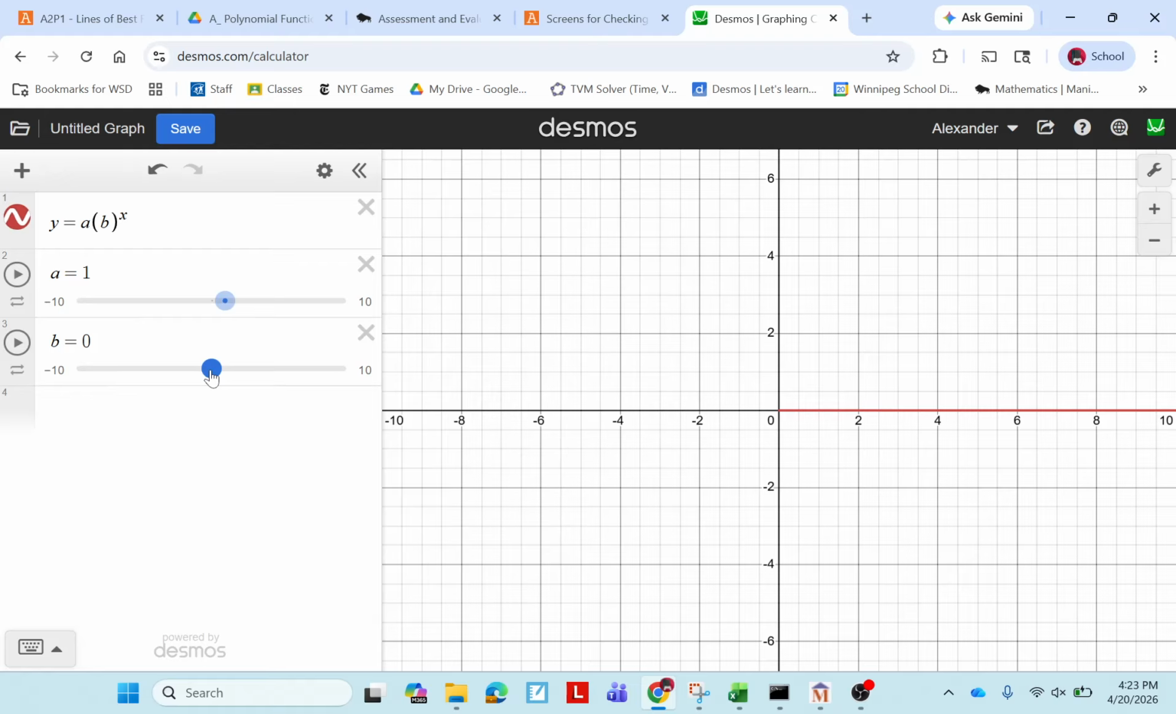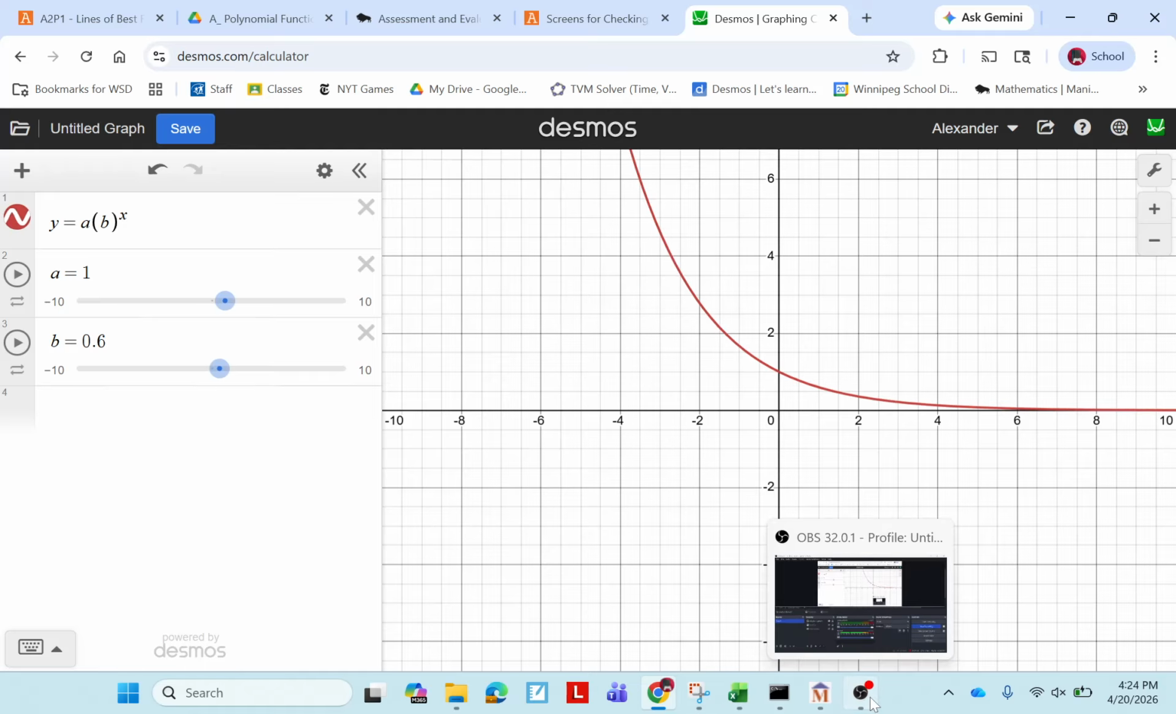But now that I've hit 0, all of a sudden my line flatlines. And that's because 0 to the power of anything is going to be 0. So that's why my y values all of a sudden become 0. And if my b value goes negative, we start getting these points that appear. The good thing is we don't have to worry about these points. In this unit, my b value is always going to be positive. So the thing you have to keep in mind is: is my b value a fraction, something between 0 and 1, or is my b value greater than 1? That is what affects the shape of my graph.